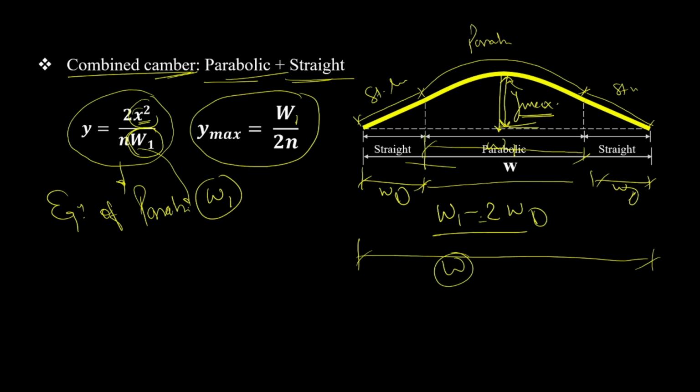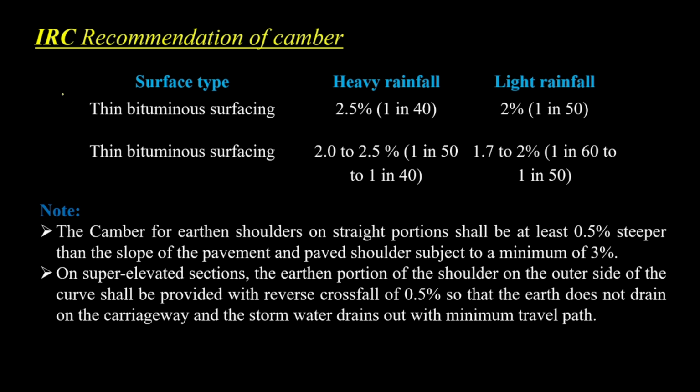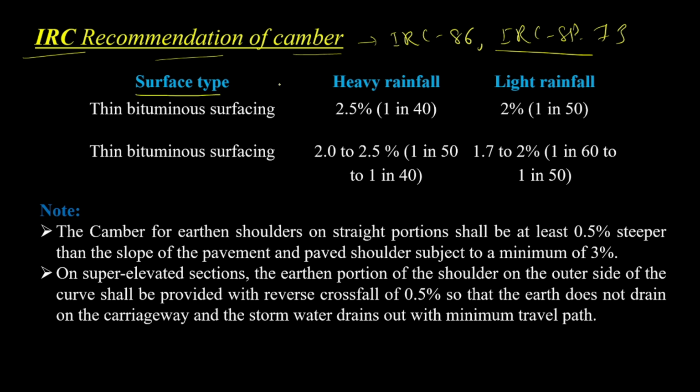Now let's discuss what the IRC recommendations are. Here I have noted down some IRC recommendations. If you want to find them, you can find them in IRC 86 and IRC SP73. These two codes give, based on the surface type, the camber value for the heavy rainfall area and for the light rainfall area.